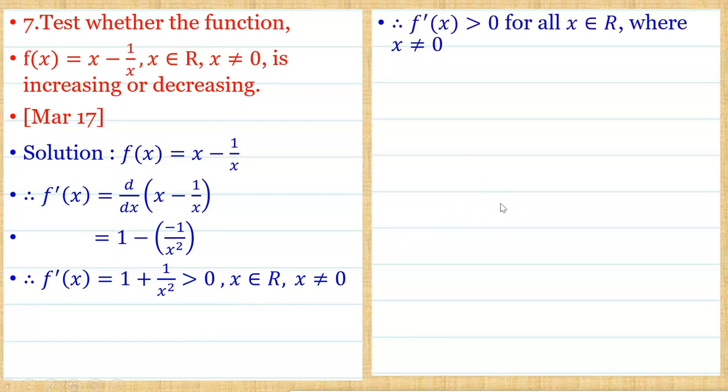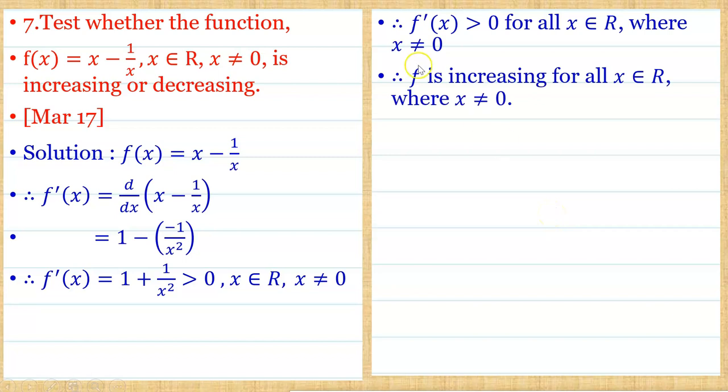f dash of x is positive for all x belonging to the set of real numbers where x is not equal to 0. And therefore f is increasing for all x belonging to the set of real numbers where x is not equal to 0.